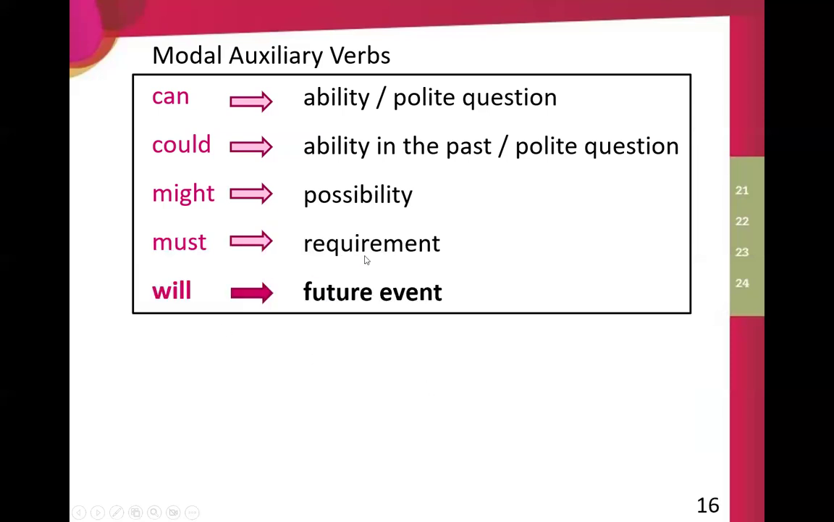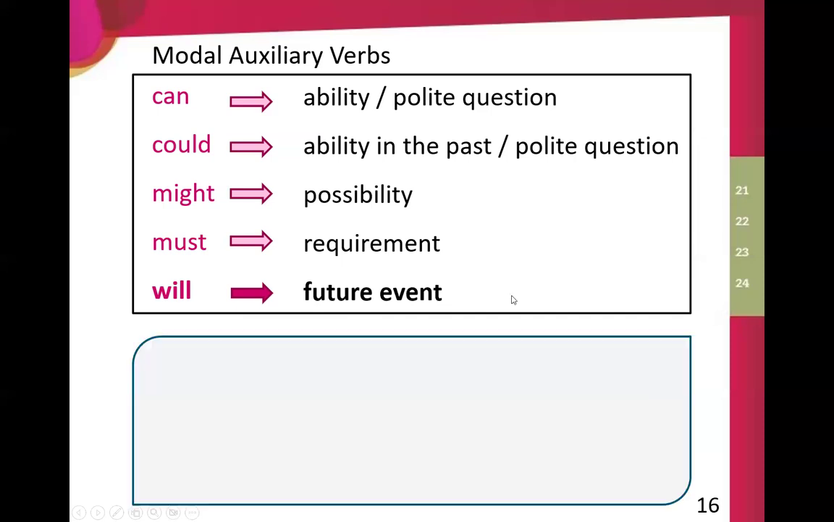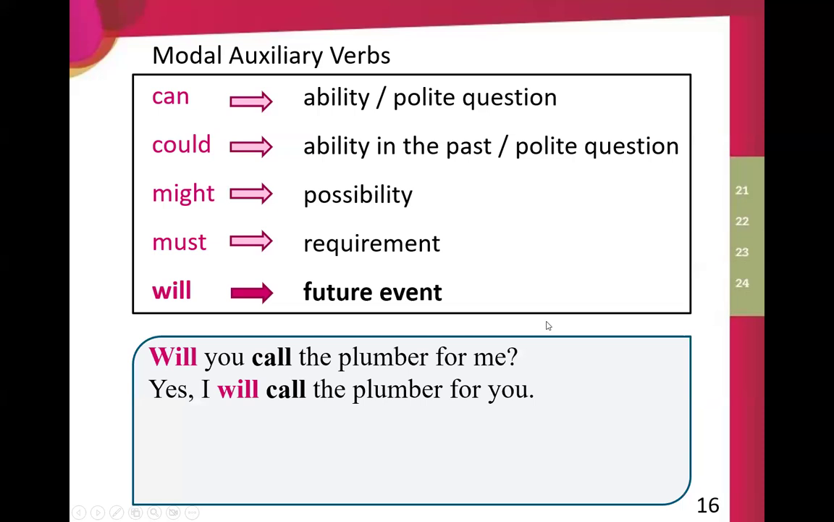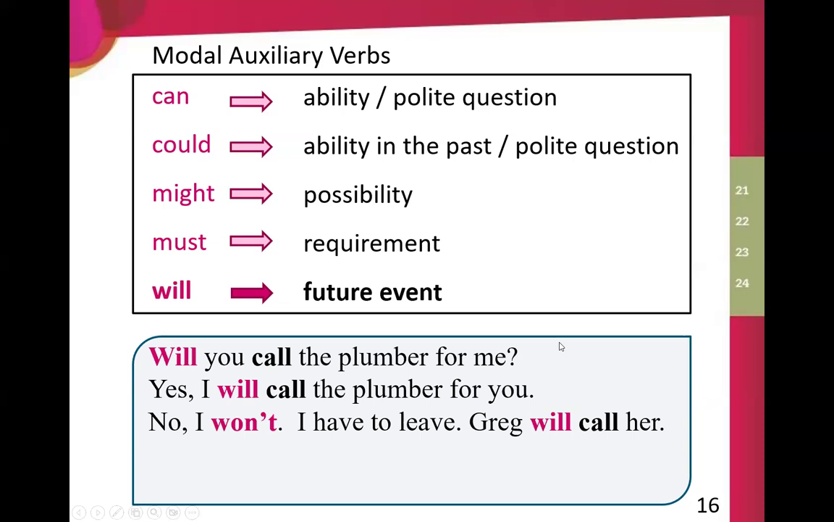So will also gives the meaning of future event. Okay. And here is an example. Will you call the plumber for me? Will you? This is a future event. In the future, will you call him? Yes, I will call the plumber for you. Or you can say, no, I won't. I have to leave right now.